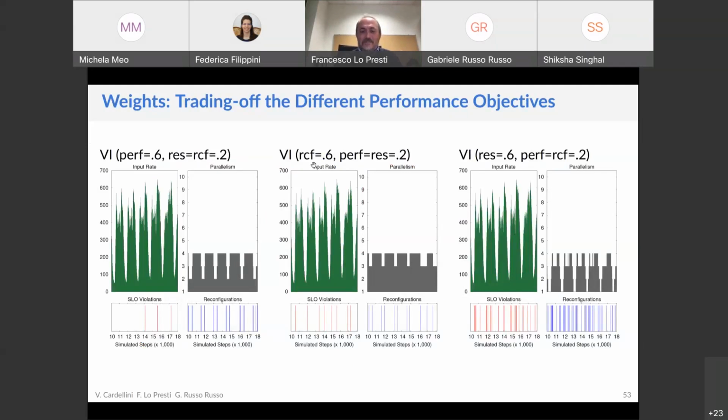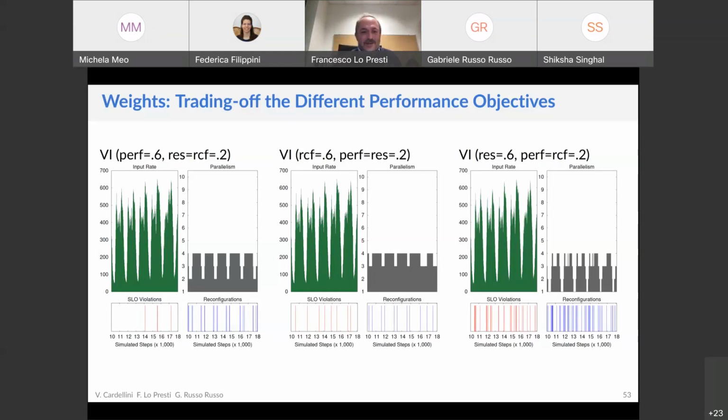In the second picture, we look at the reconfiguration cost being the 60%. So we don't want to reconfigure as much as possible. In the third case, we put more attention to the amount of resource I'm using. So 60% to the amount of resource I'm using. And these are just three possible numbers. If we play around with different weight configuration, we get completely different performance.